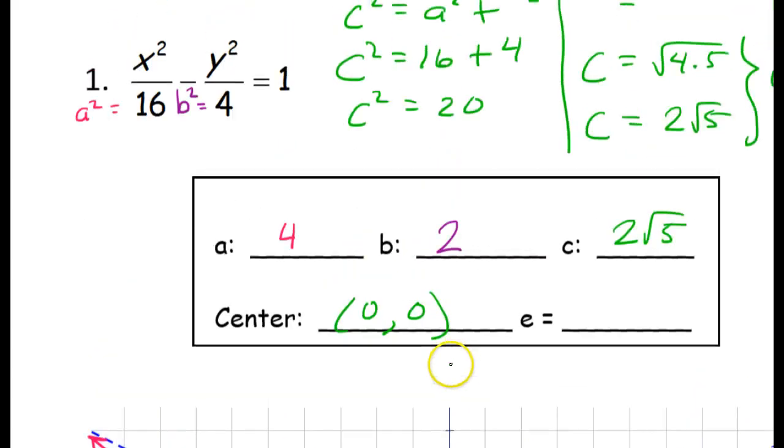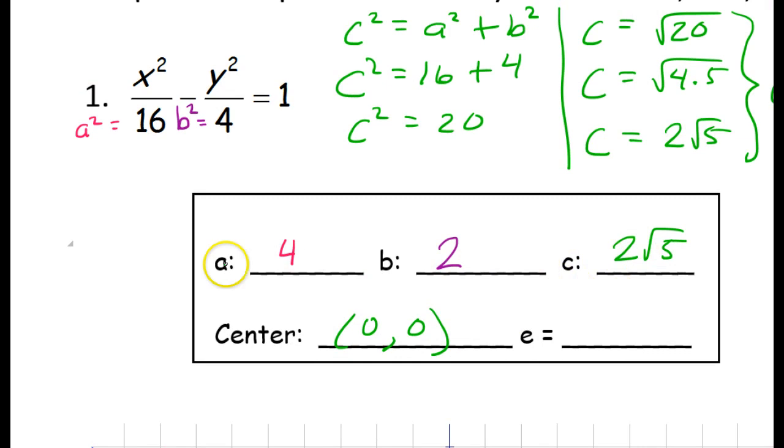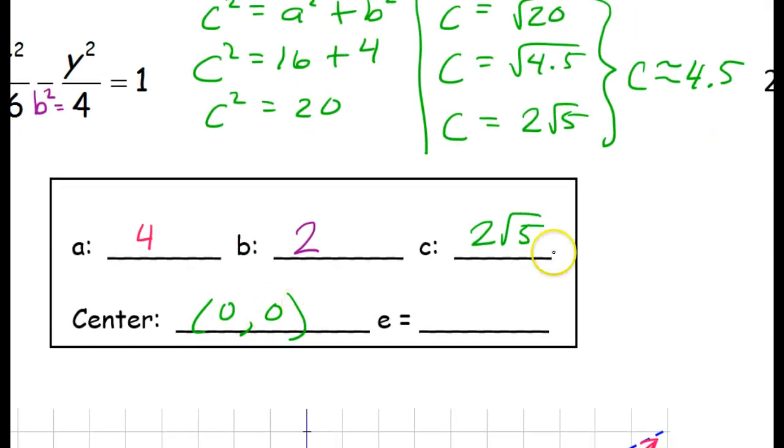The eccentricity is always the C value divided by the A value. So that's going to be 2 radical 5 divided by 4. 2 goes into 4 evenly, so this is going to reduce down to radical 5 over 2.